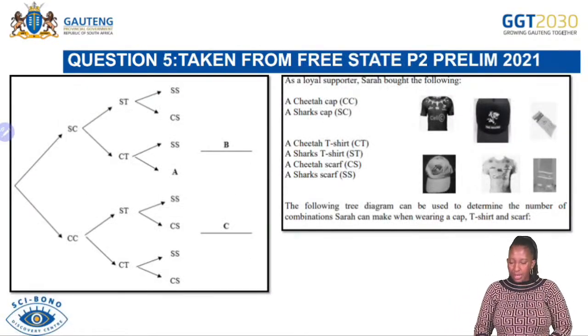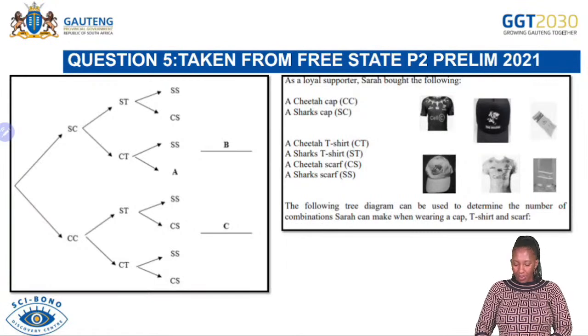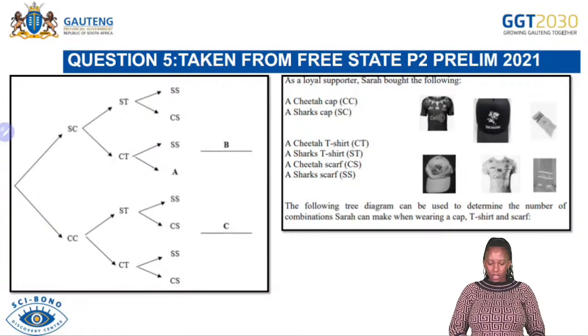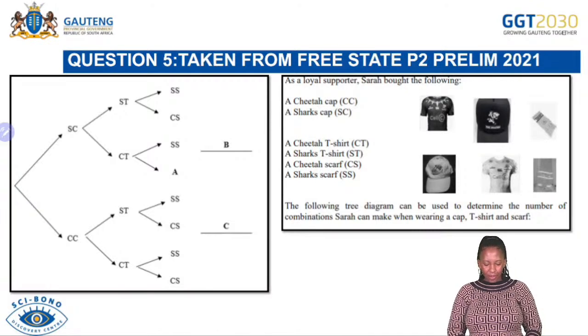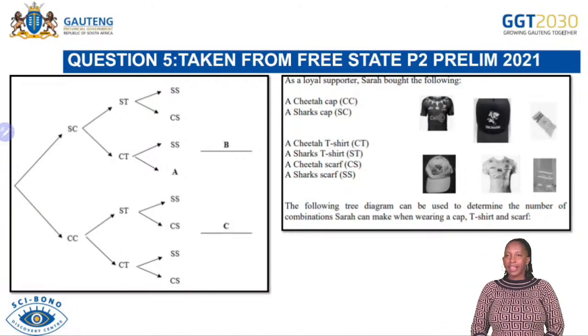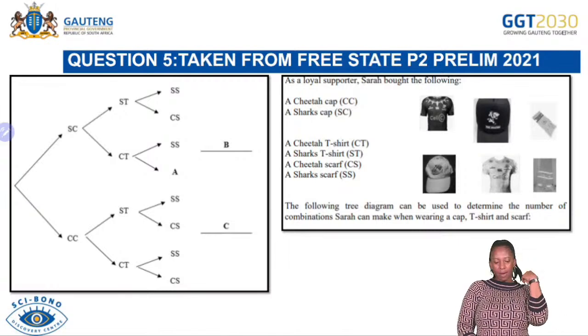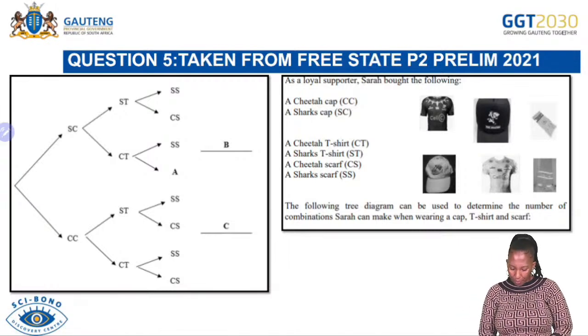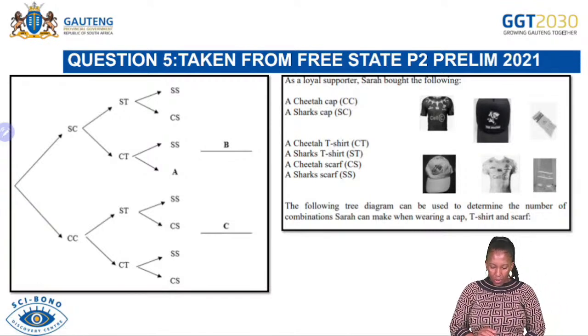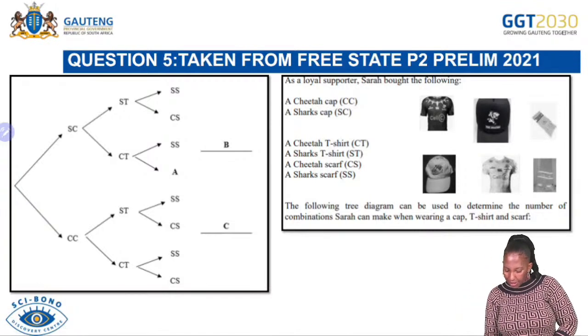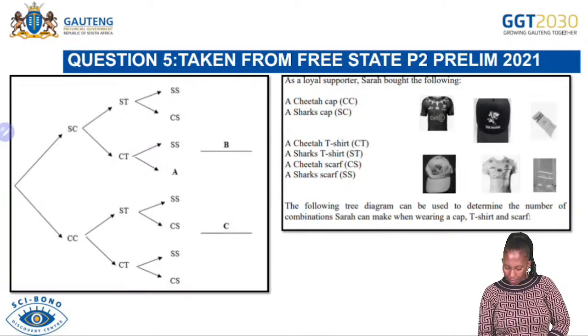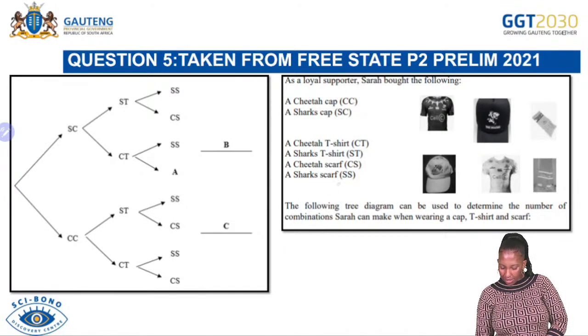Boys and girls, I'm just doing this question because our time is up, but let's quickly finish it so that at least you know how to attempt answering these questions in the exam. As you can see, this type of question is so simple. Here, as a loyal supporter, Sarah bought the following: a cheetah cap, a shark cap, a cheetah t-shirt, a shark t-shirt, a cheetah scarf, and a shark scarf.